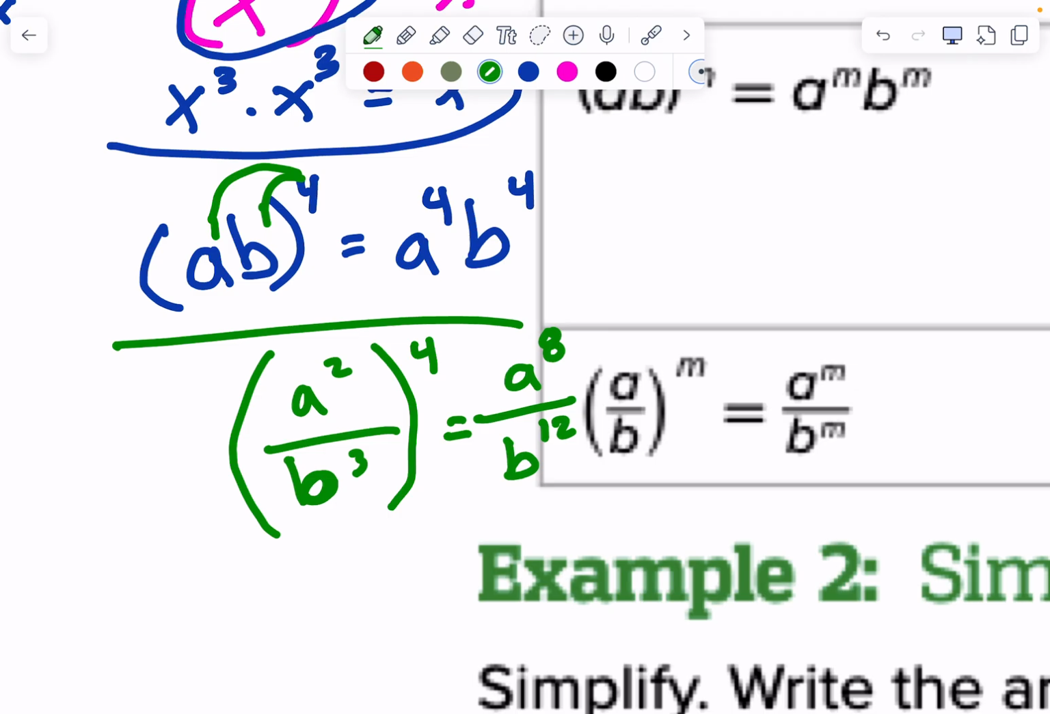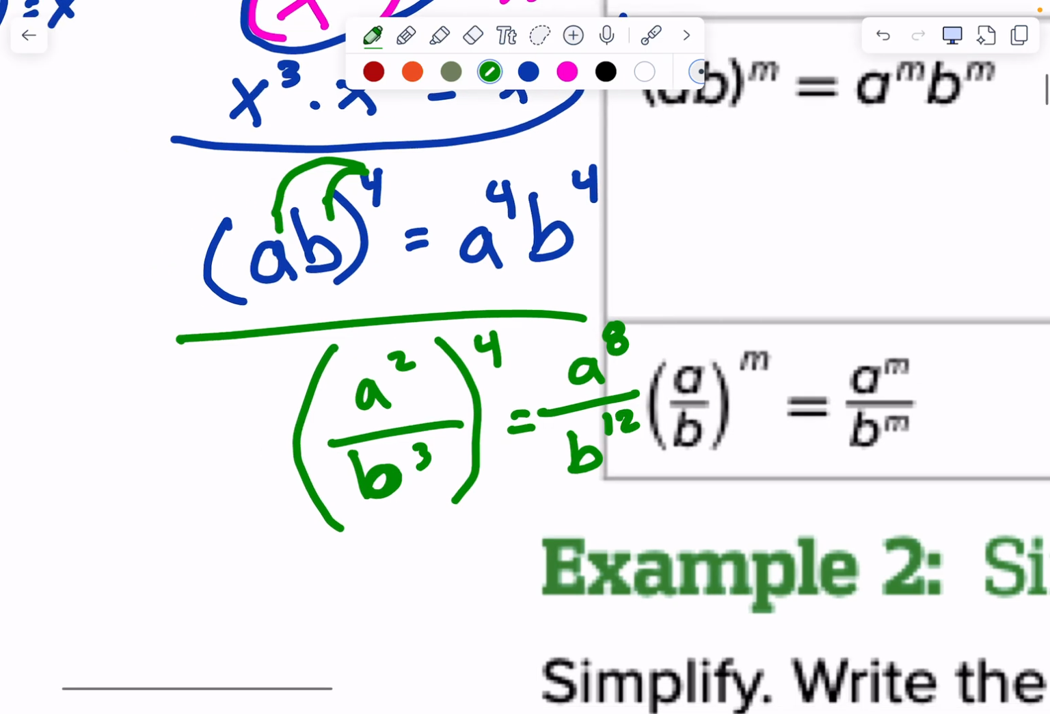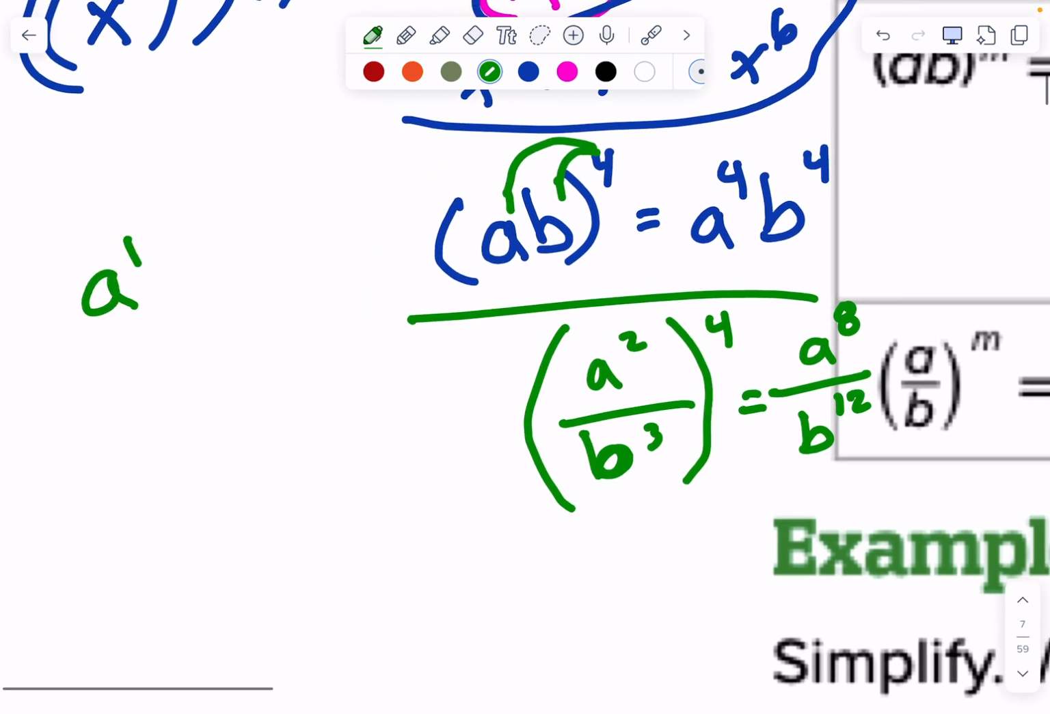Okay. If there were no parentheses around a and b together, if it was just a b to the 4th, like this, with no parentheses, then the only thing that's to the 4th power is b, and a is to the 1st. Yeah? Okay. Good?